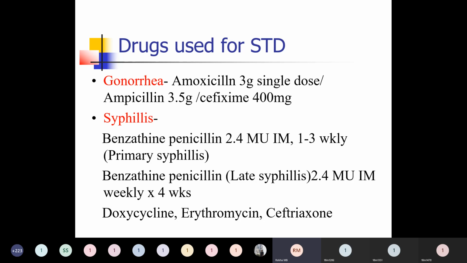The next is syphilis caused by Treponema pallidum. Here, the drug of choice is benzathine penicillin, which is a long-acting penicillin. So if it is primary syphilis, you can give benzathine penicillin 2.4 million units intramuscularly, 1 to 3 weekly you can give. If it is late syphilis, then you can use benzathine penicillin 2.4 million units intramuscularly every week for 4 weeks. The alternative drugs will be doxycycline, erythromycin, ceftriaxone.